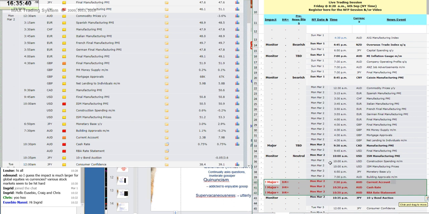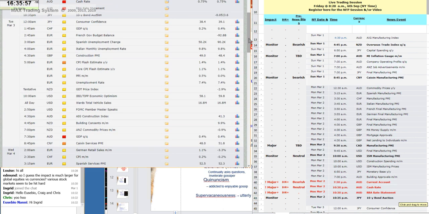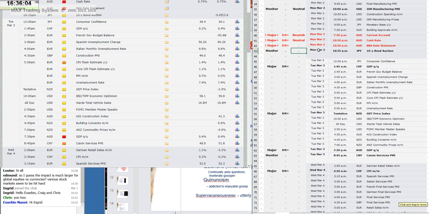And then we have a big one in red, the cash rate and the rate statement. So for the cash rate, it will be neutral. And then monitor the yen 10-year bond auction for those of you who trade yen, the bonds. And the ones that are marked in red. Sorry, Eusebio? No, that's it for Monday. Oh, okay. The ones that are marked in red are ones that Eusebio would stay awake for to trade, because they're likely to produce a large movement.